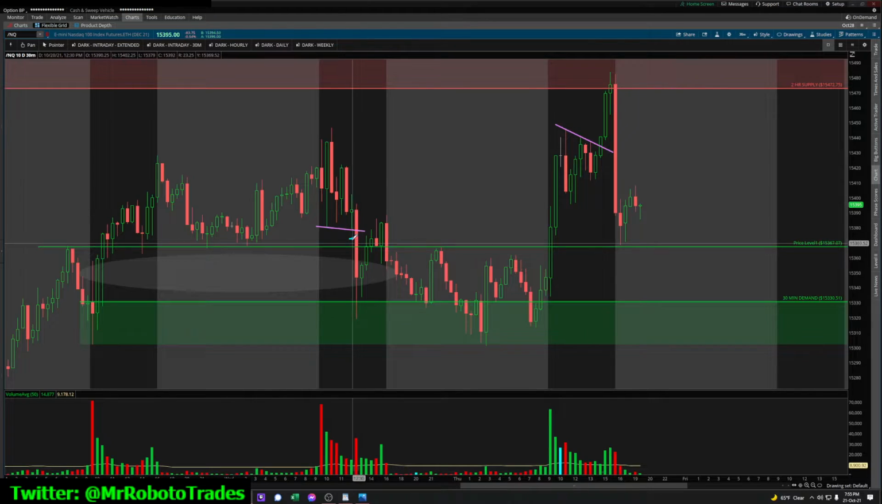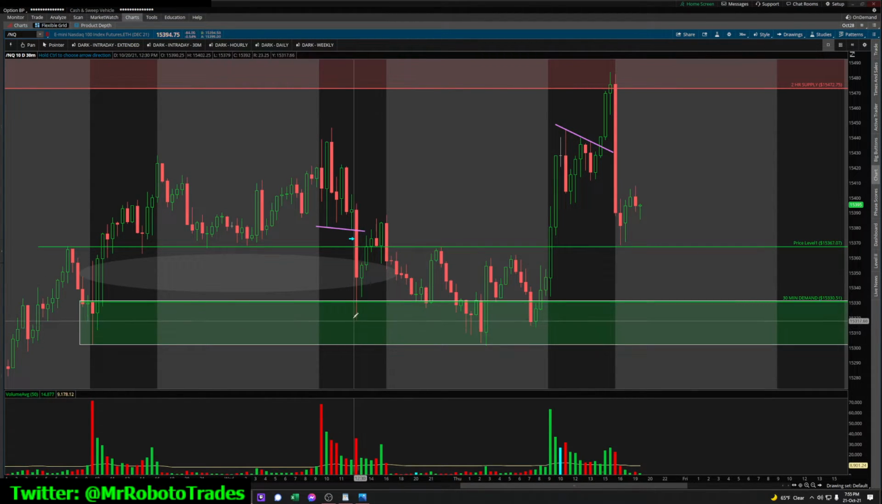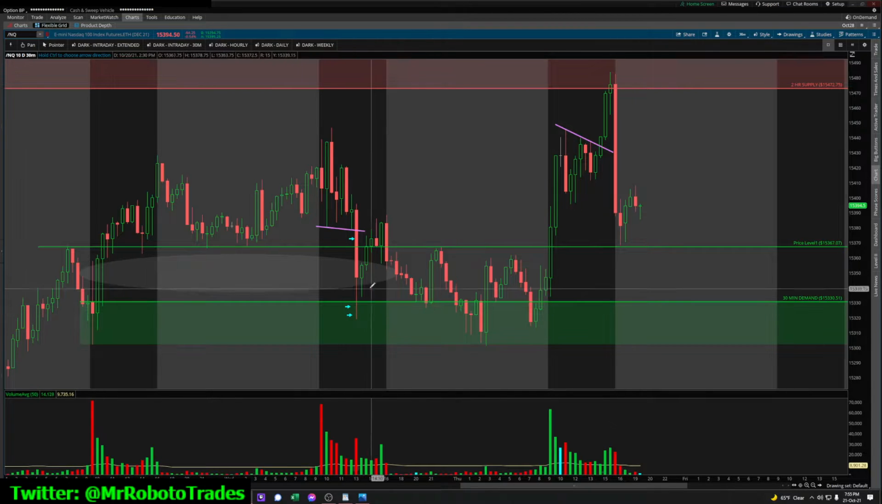Some of the best scales on this went to about 170% when I ended up scaling. I took some scales around here and here, and some of those went for 170%. All right, let's switch gears. Let's talk about a breakout to the upside, a trade that I ended up taking today.